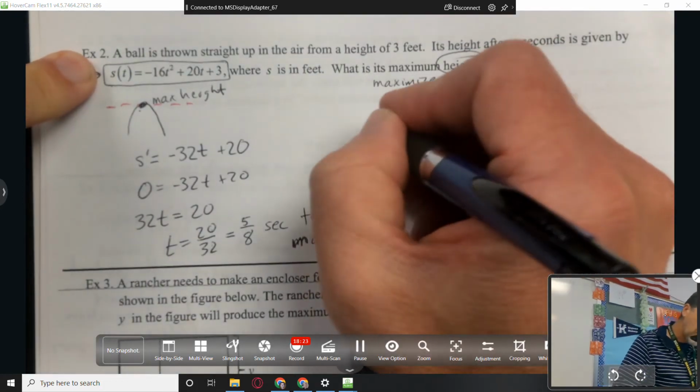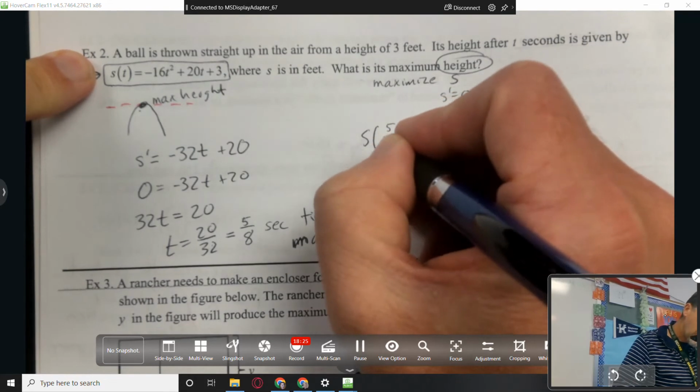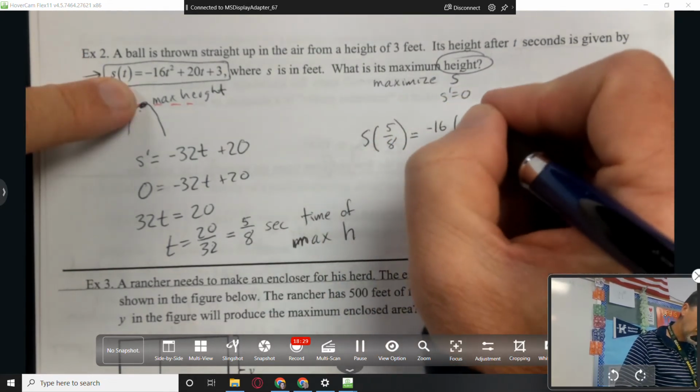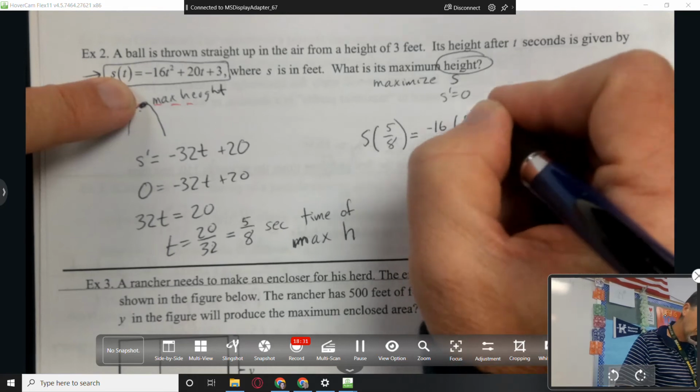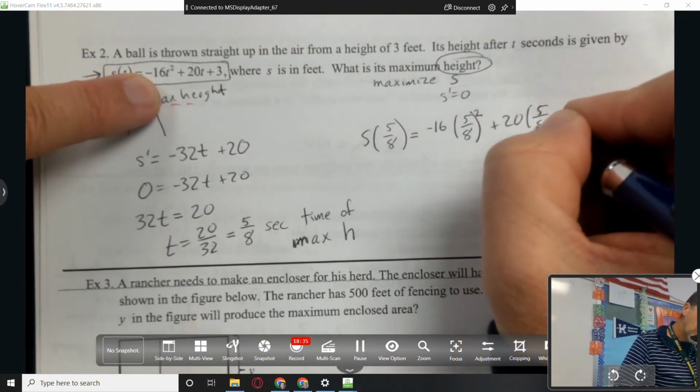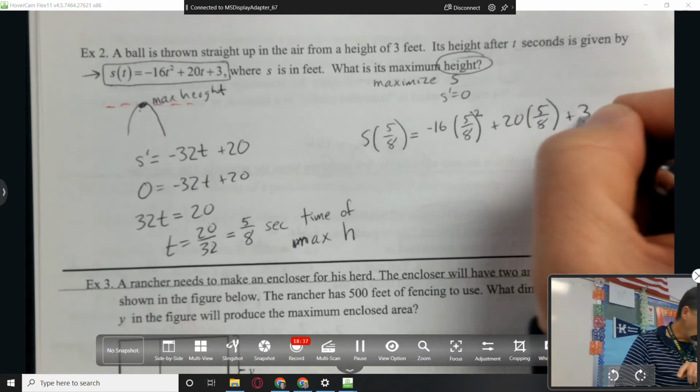So S of 5/8: negative 16 times 5/8 squared plus 20 times 5/8 plus 3.